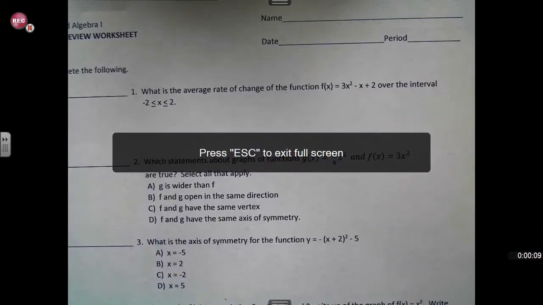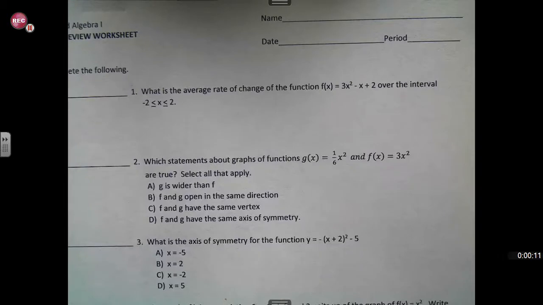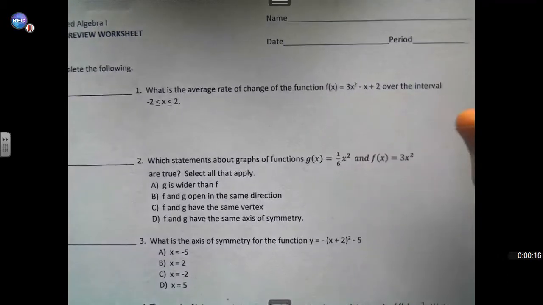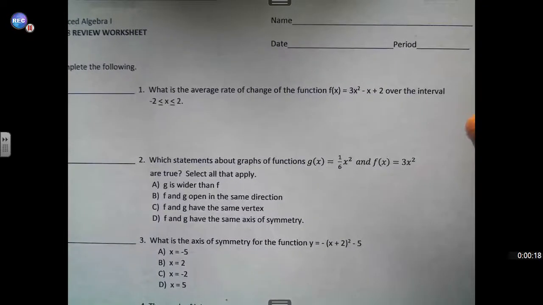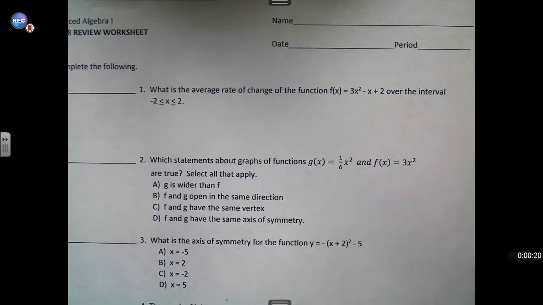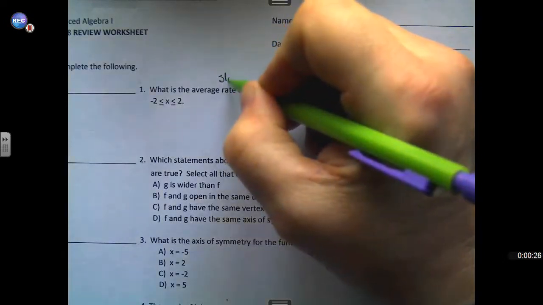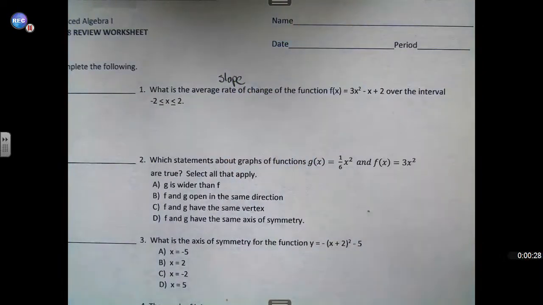For Advanced Algebra 1, the Topic 8 review worksheet for our upcoming test. And question number 1 asks for the average rate of change of the function given over the given interval. And remember, average rate of change means we need to find the slope. And to find the slope, I need 2 points. And to get those 2 points, I plug in the interval.